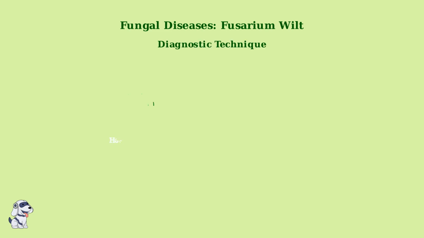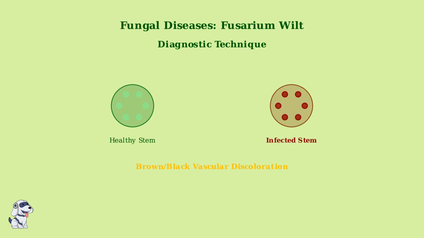The most reliable way to diagnose Fusarium wilt is by cutting the stem and examining the vascular tissue. In healthy plants, the vascular bundles appear light green or white. However, in Fusarium-infected plants, the vascular tissue shows characteristic brown to black discoloration. This dark streaking is caused by the fungus and the plant's defensive response, and it's the definitive sign of Fusarium wilt.